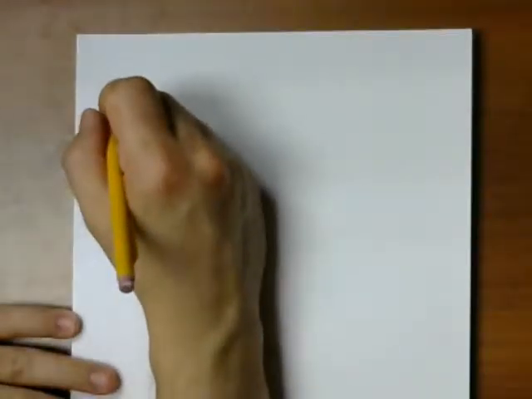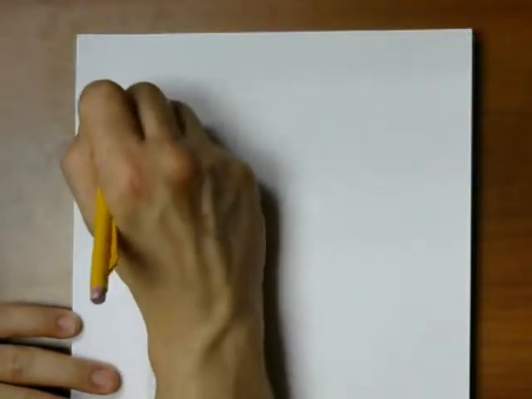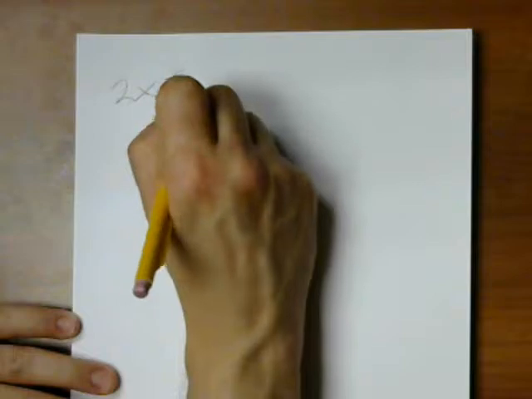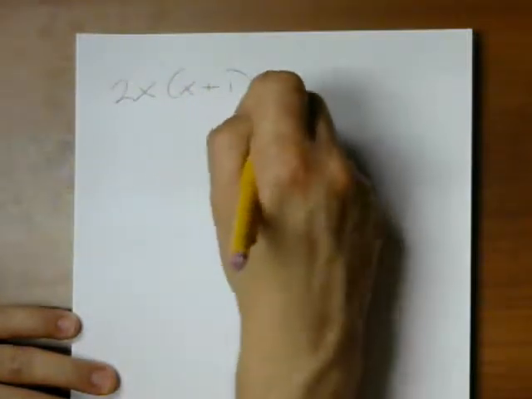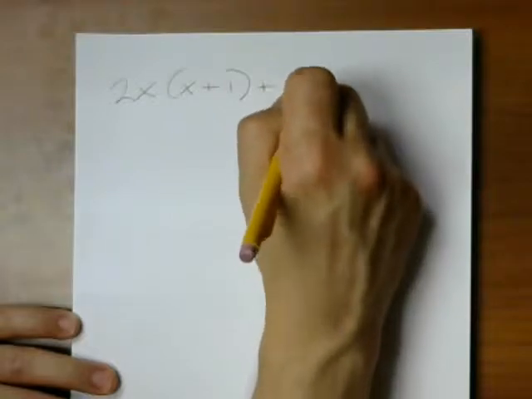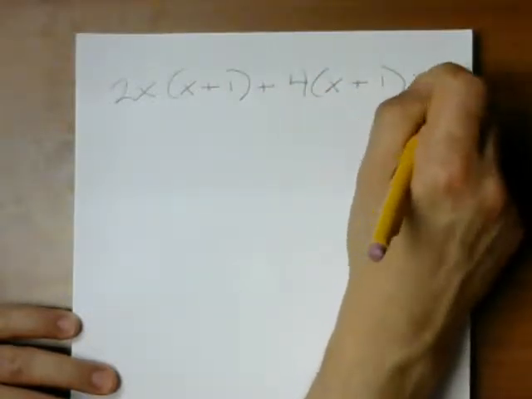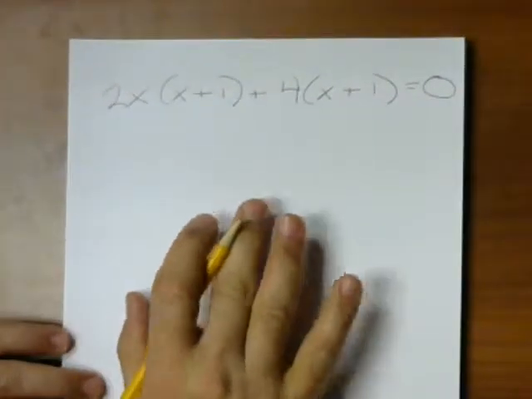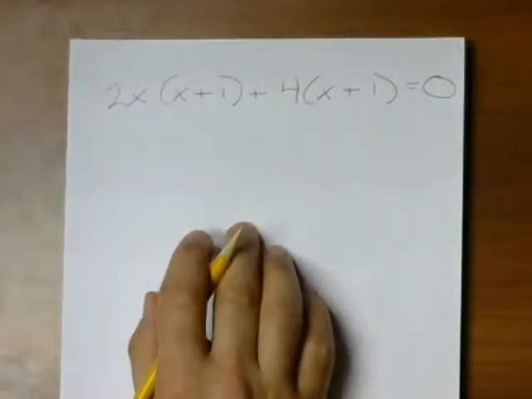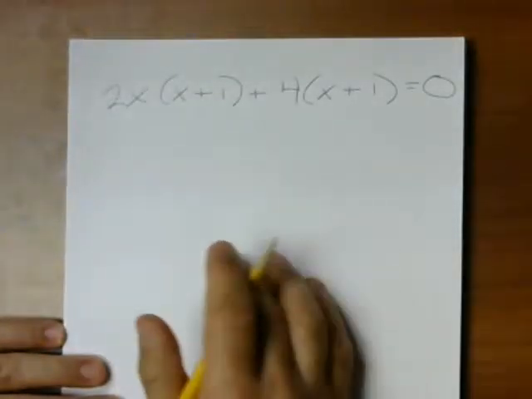Let's do one more of these real quick. Let's say we have something like, I don't know, 2x times (x + 1) plus 4x plus 1 equals 0. Okay, so this is what I have. What would the greatest common factor be?